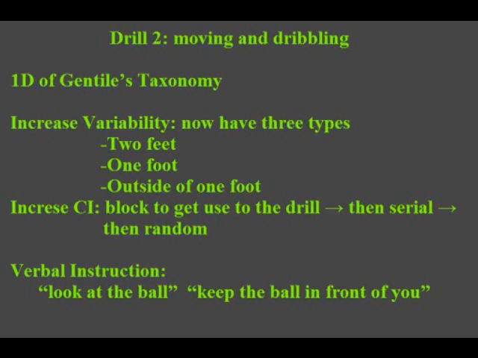Again, here's a summary of the drill. Because the learner is now required to move and dribble the soccer ball at the same time, it falls under the 1D category of Gentile's taxonomy. To increase variability, the learner has to dribble 3 different ways: with 2 feet, then with 1 foot, and finally with the outside of 1 foot. To increase CI, we will start off with block practice, move on to serial practice, and finish the drill with random practice. Verbal instructions such as look at the ball or keep the ball in front of you will help the learner focus his or her attention on the skill.